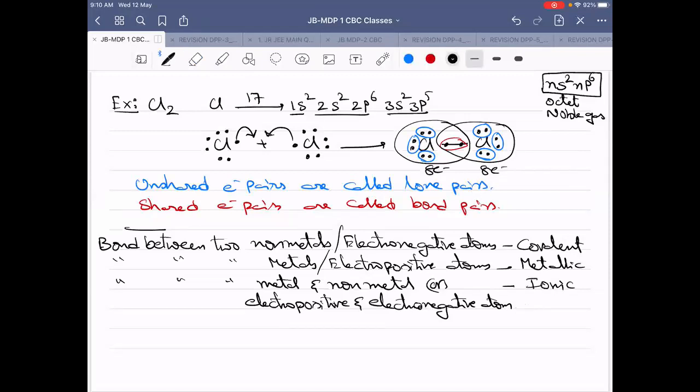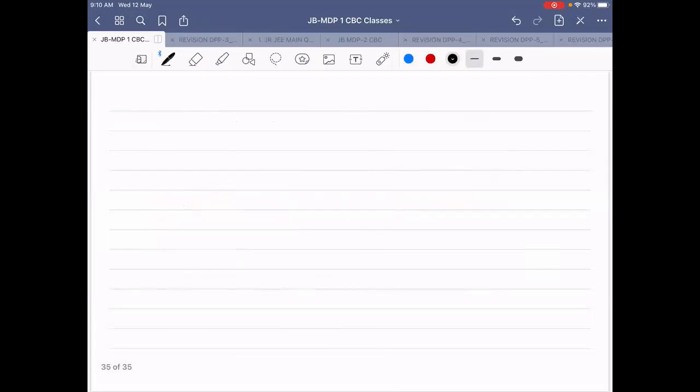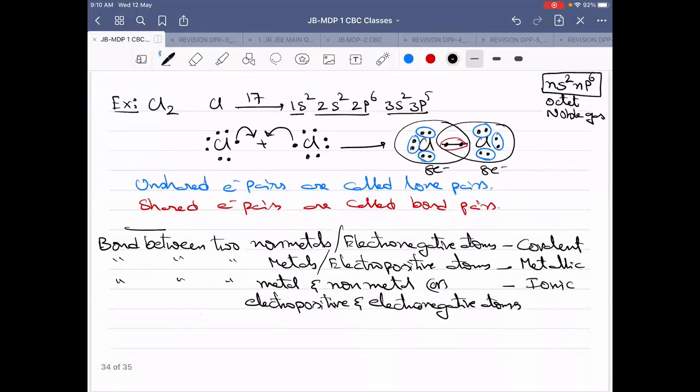Copy this. Then we will go to the ionic bond, last discussion. So many points are there, na? Very important points. Abhiram also copied. Okay. So next, Manan, are you copying? Take it.